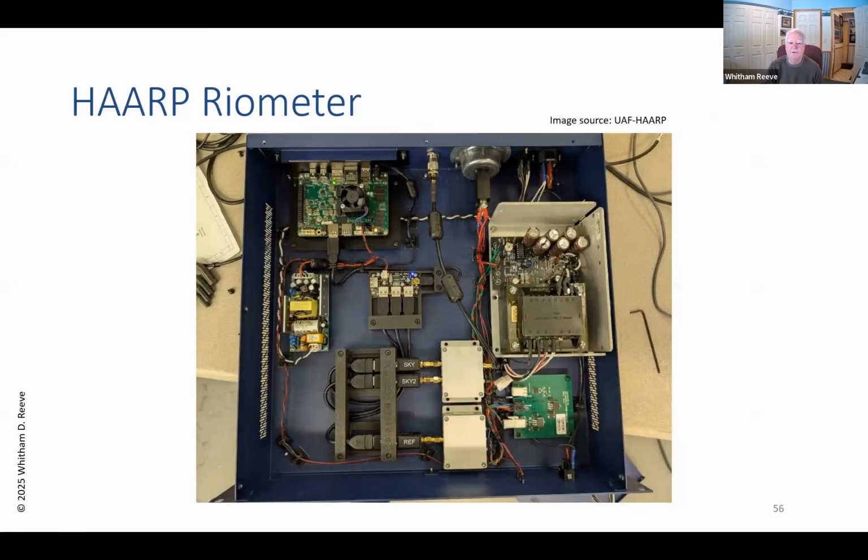This is a photograph of the inside of the riometer. And here's the single board computer in the upper left. And here are the three receivers down here roughly in the middle. The Sky and Sky 2, those are the two radio channels. And then we have the reference channel that's down here at the lower channel, and the coupling to get us out to the antenna, and a linear power supply that powers the electronics in the antenna itself. And then we have a switch mode power supply over here that operates the computer.